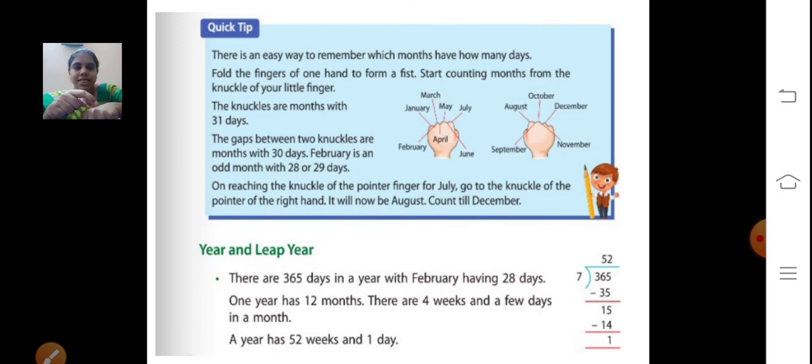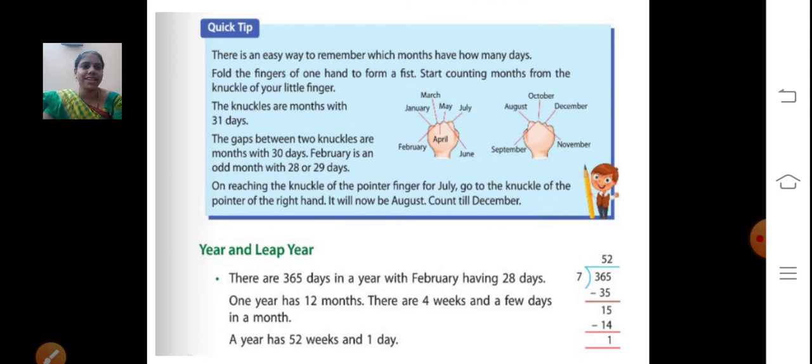October, 31 days. November, 30 days. And December, 31 days. So you know how to remember this, right? Only February has 28 days. February has 28 days. If it is a leap year, we have 29 days.